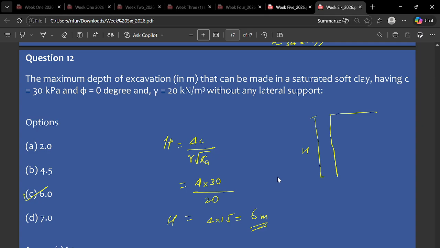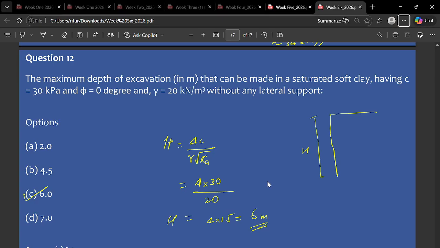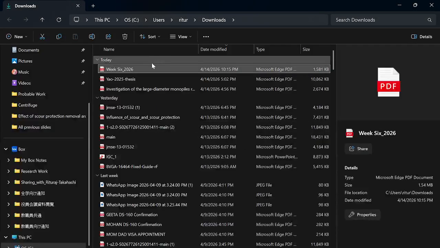Then this is one of the questions based upon the calculation of the maximum depth of the excavation. So how much excavation can we do in the soil such that the soil doesn't collapse. Yeah, so that was week 6, which basically deals with the earth pressure theory and the retaining walls.